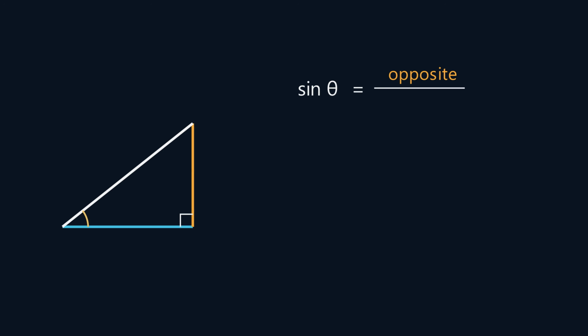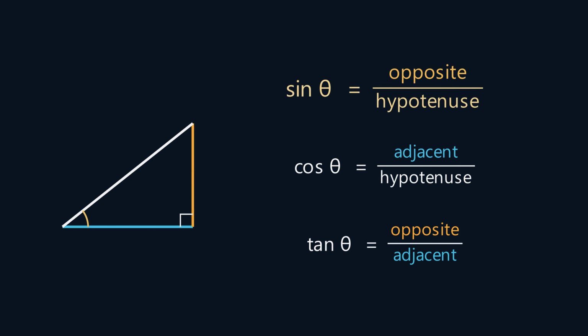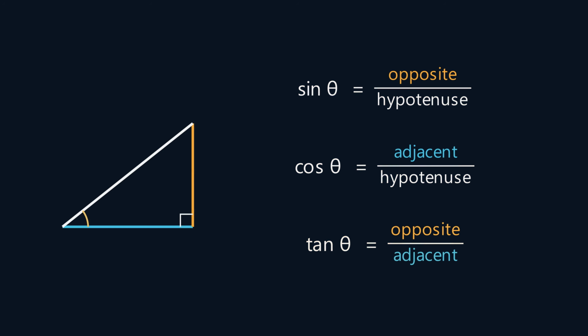Opposite over hypotenuse is the sine of theta. Adjacent over hypotenuse is the cosine of theta. And opposite over adjacent is the tangent of theta. That is the whole of basic trigonometry, right there in 3 lines.